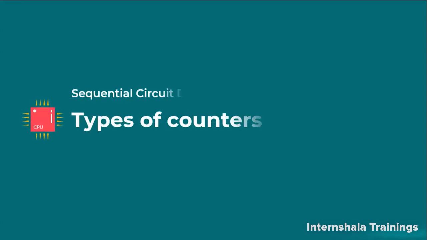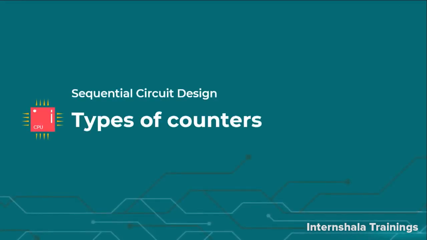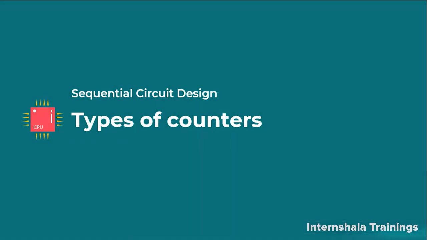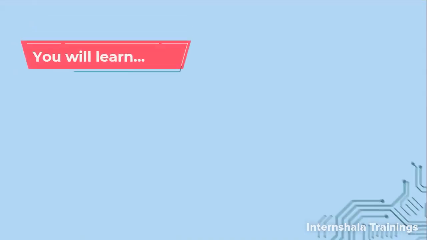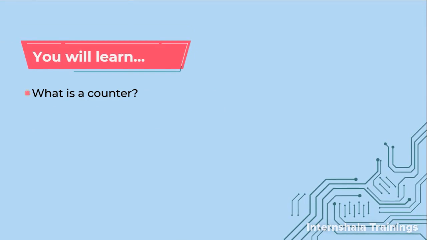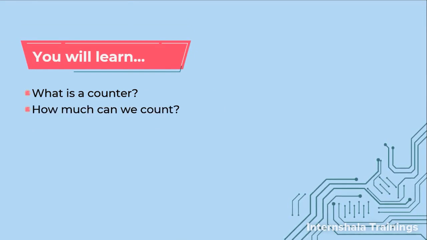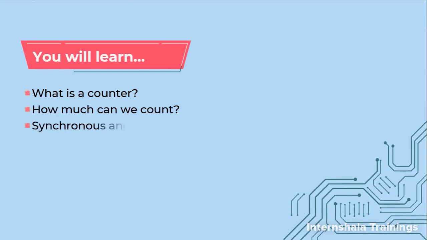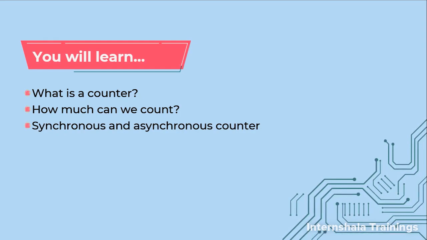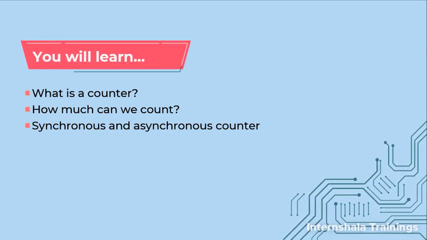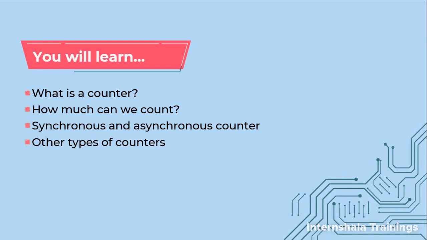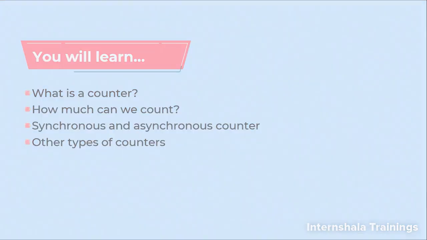Hello students, welcome back. Now we are going to talk about a new category of sequential circuits, and these circuits are called counters. So in this video we are going to talk about what a counter is, and how much we can count if we have a counter with us. We are going to talk about two types of counters, synchronous and asynchronous, and other varieties as well. So let us get started.